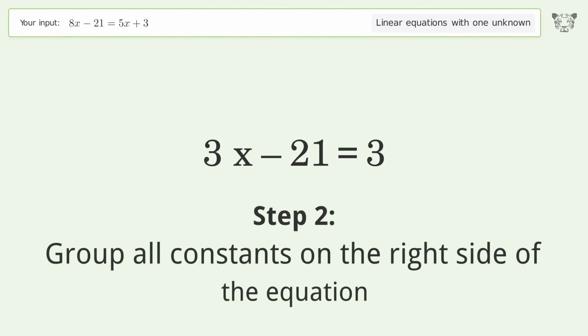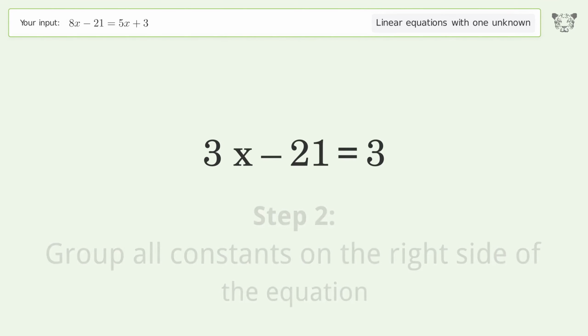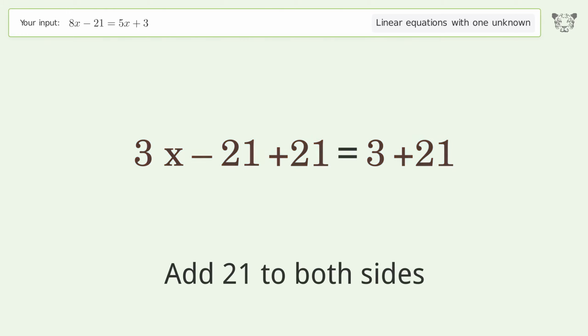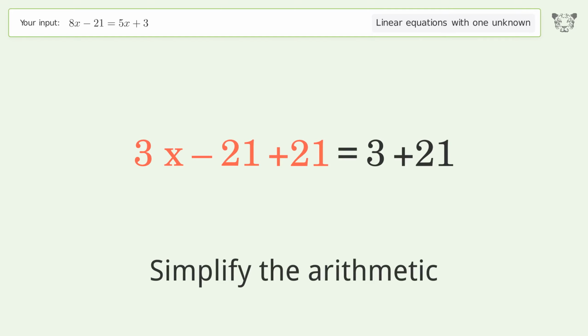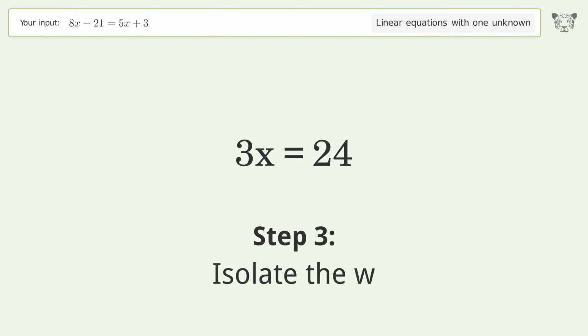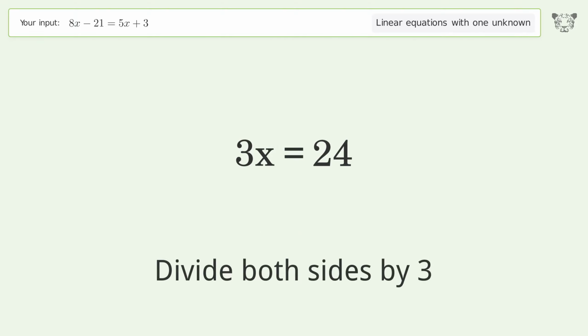Group all constants on the right side of the equation. Add 21 to both sides. Simplify the arithmetic. Isolate the x. Divide both sides by 3.